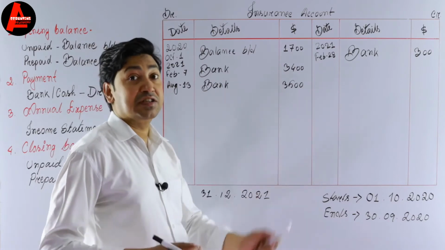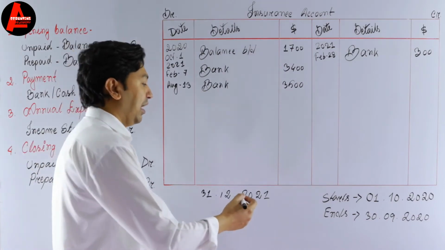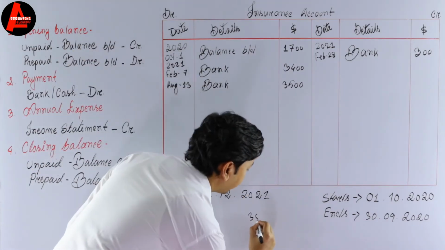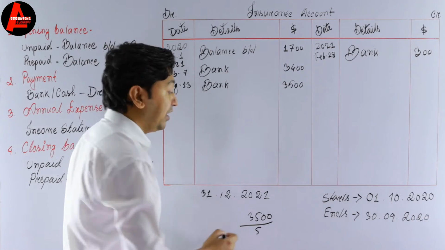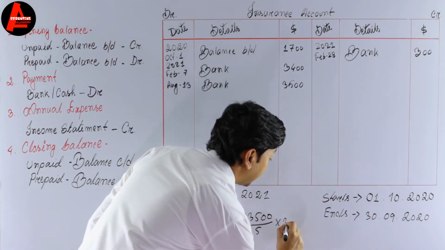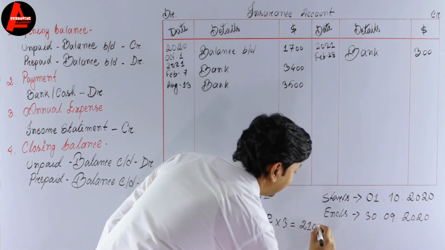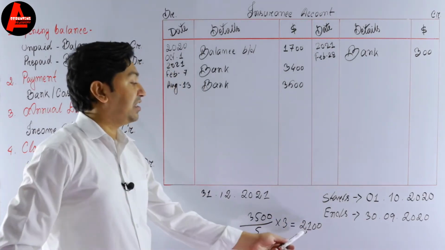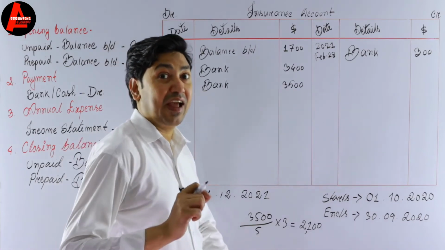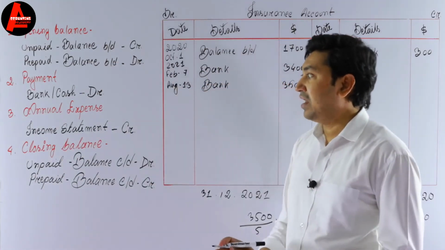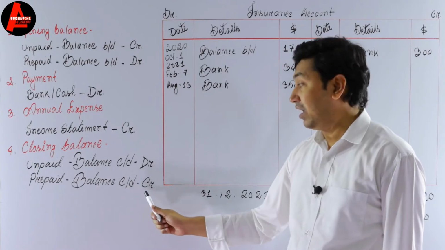This $3,500 is paid for 5 months, it's mentioned in the question. So how much for 3 months? It will be calculated this way. $3,500 divided by 5 months, because this amount is paid for 5 months. Then we calculate for 3 months, which is $2,100. This amount is paid in advance. This is the closing balance which is paid in advance. It is a prepaid expense. Now the closing balance, prepaid expense or advance expense, will be recorded as balance CD on the credit side.